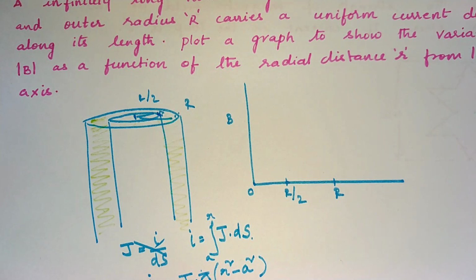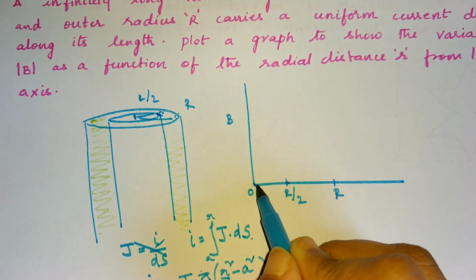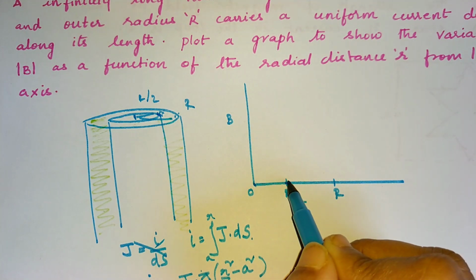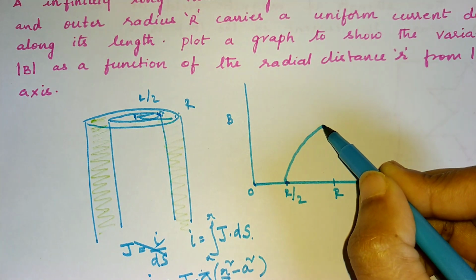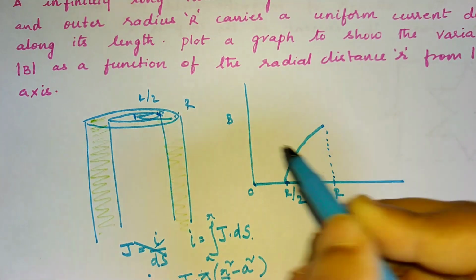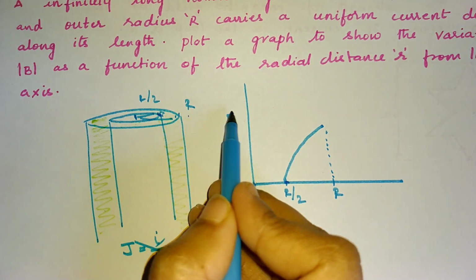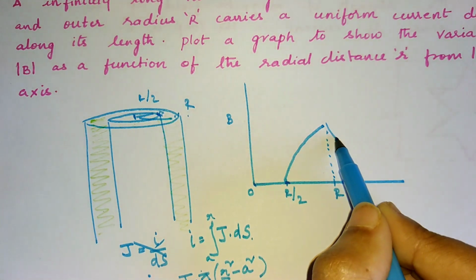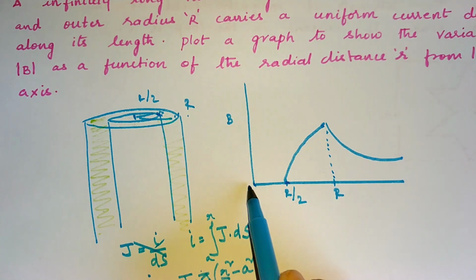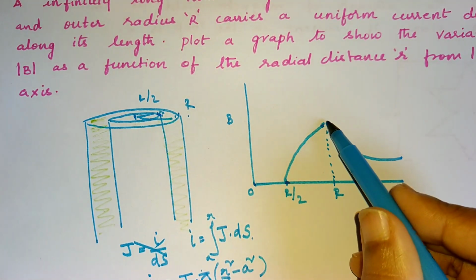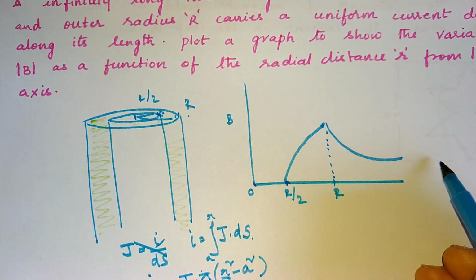Now observe this relation. Current is not linearly varying with distance, so magnetic field also will not vary linearly with distance. So till r by 2, field is 0. From r by 2 to r, magnetic field is increasing, but it is a non-linear graph. And when you come completely outside, as distance increases, magnetic field will start decreasing. So what should be the nature of the graph? 0, increasing but not a straight line, and beyond that the field will start decreasing.